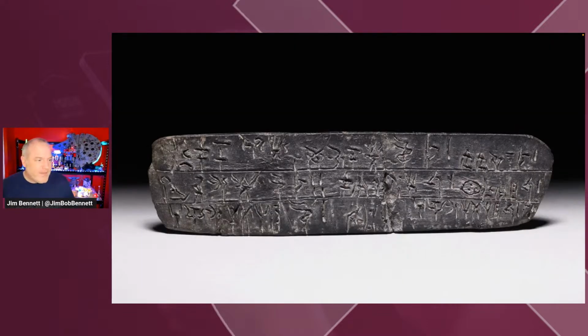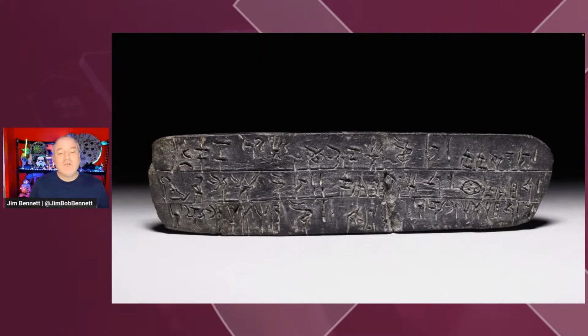So this first one here is a clay tablet from the Minoan civilization from Crete in Greece. This is from about 1375 BCE. It's about 3,500 years old. And all these marks on here, this is writing. This is what's called Linear B script. It's one of the earliest forms of writing.